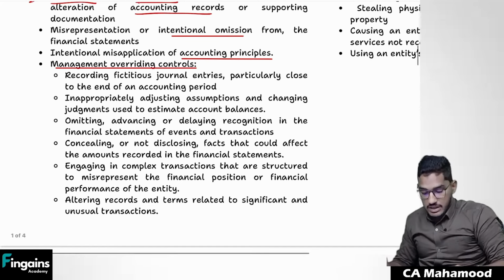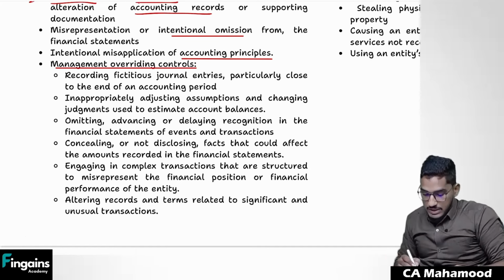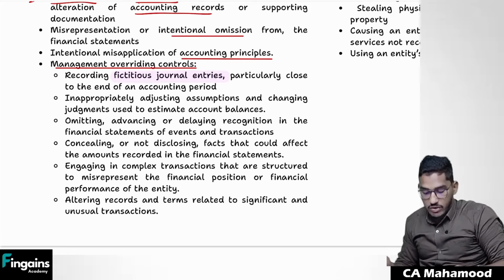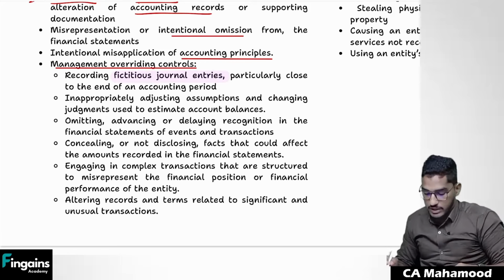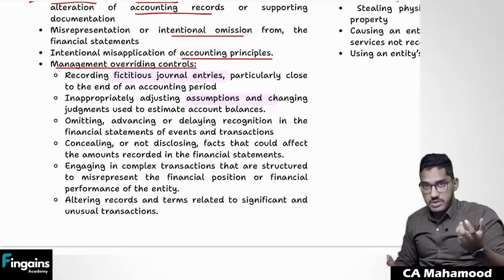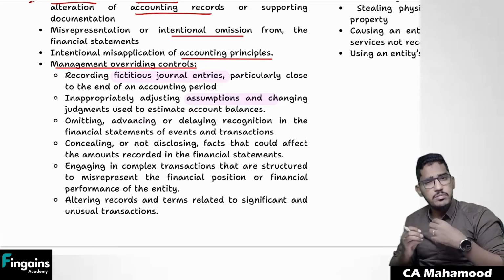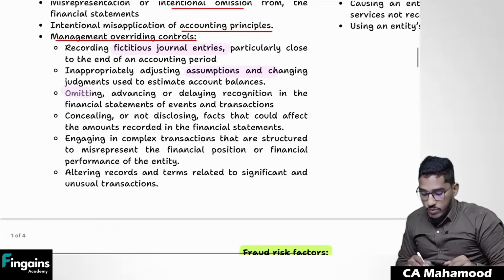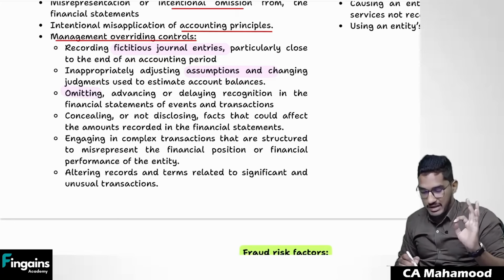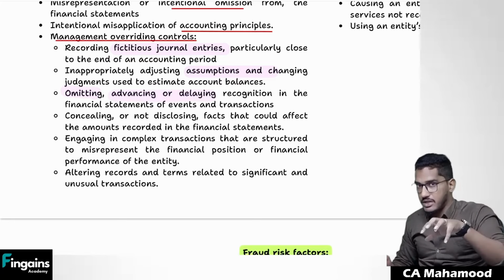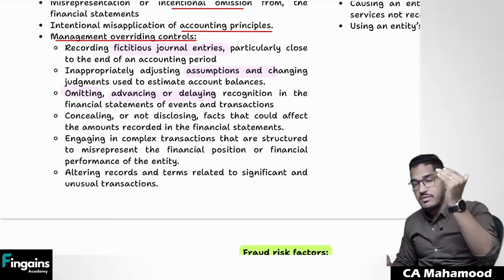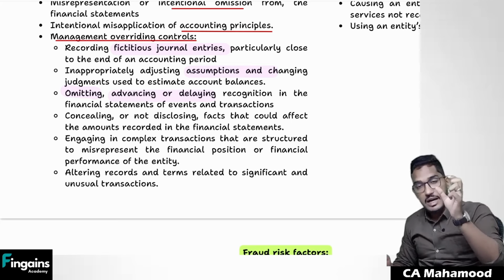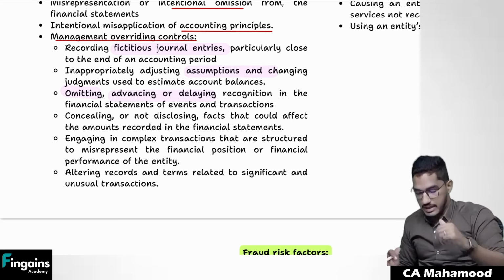So what are the different ways in which they can override the controls? So as you could see here, they can record fictitious journal entries, fake journal entries they can record, particularly close to the end of the accounting year. Or they will play with assumptions. Under provisioning, over provisioning, more depreciation, less depreciation, they can play with the assumptions like anything. Omitting, as usual, they can omit entries. Advancing or delaying recognition. Like future year expenses, they will recognize in the current year. Last year's expenses, they will recognize in the current year. They can either advance recognition or delay the recognition.